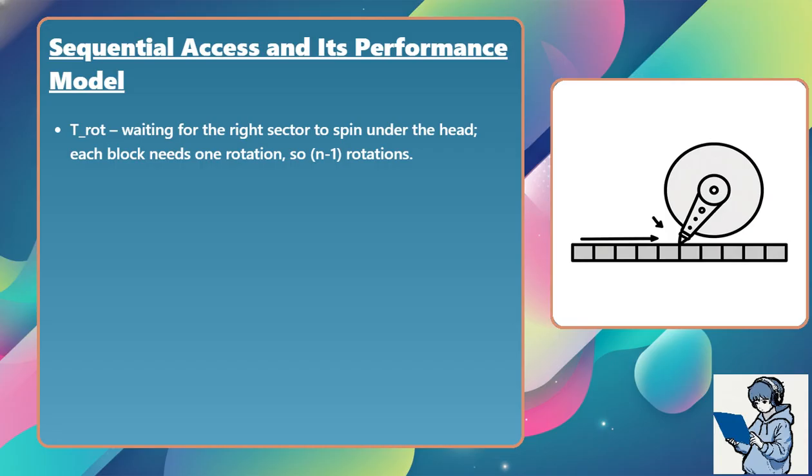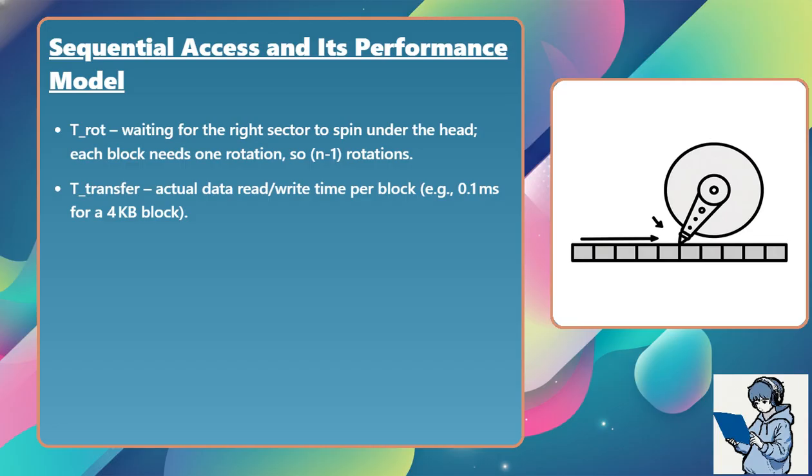Each block needs 1 rotation, so n-1 rotations. T transfer: actual data read/write time per block. For example, 0.1 milliseconds for a 4 kilobyte block.